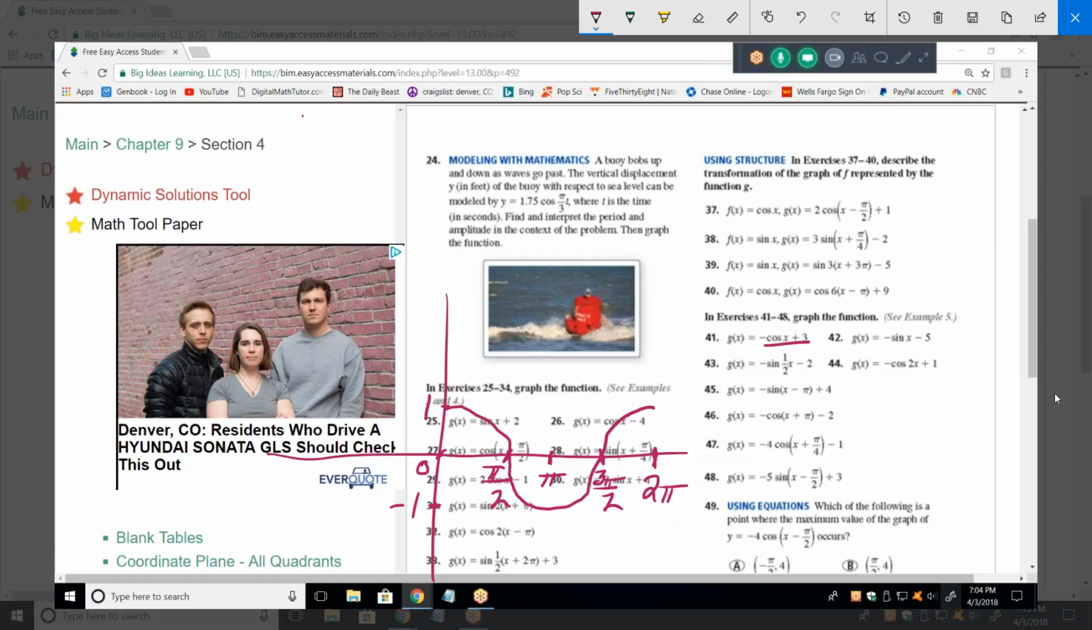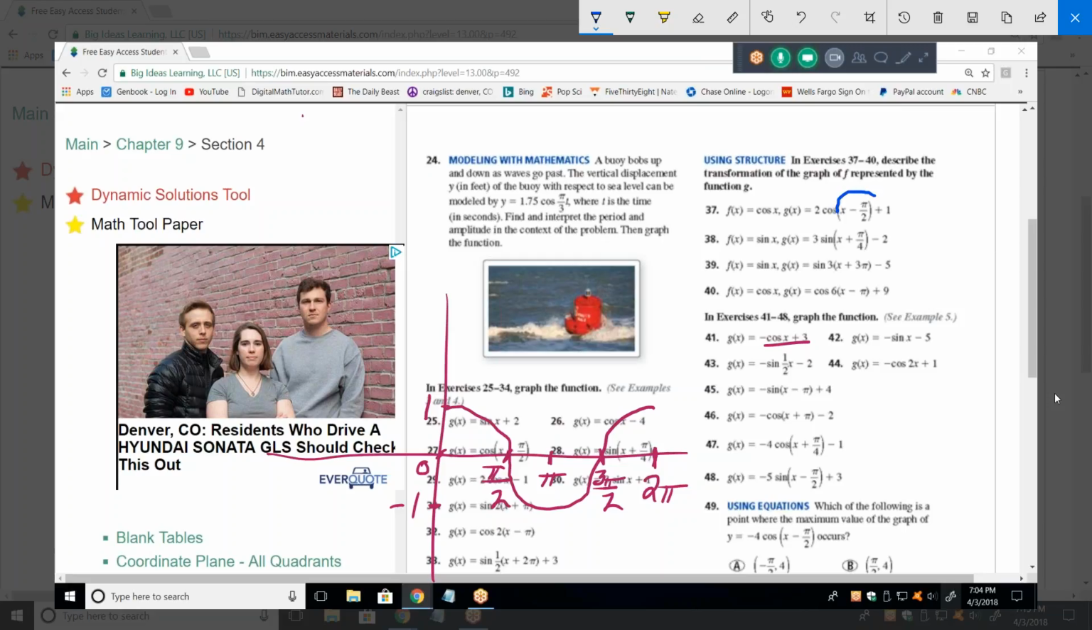Now, always do reflections first. What's the negative sign in front of cosine mean? Kind of a reflection, is it? Is it over the x-axis or the y-axis? No. If it is outside the function, it's always a vertical move. If it is inside the function, it is a horizontal. And that deals with anything.